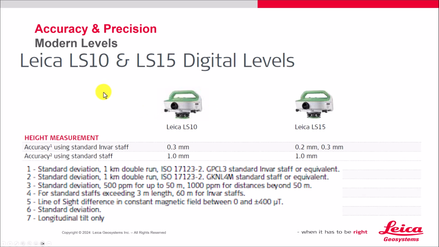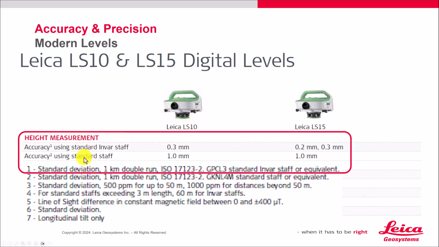Let's take a look at some digital levels, an LS10 and a 15. And we'll look at the accuracies using an INVAR staff rod or standard rod. You can get down to 0.3 millimeters and 0.2 and 0.3. Those are some crazy good accuracies. Now, you got to look at what they mean. This is standard deviation, 1 kilometer double run, and it meets this ISO standard.